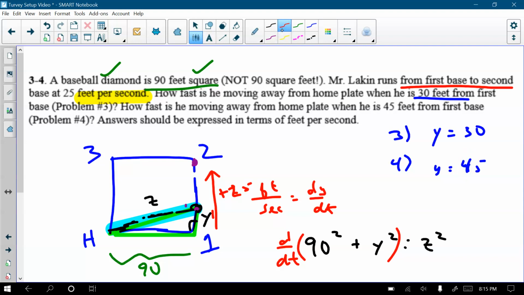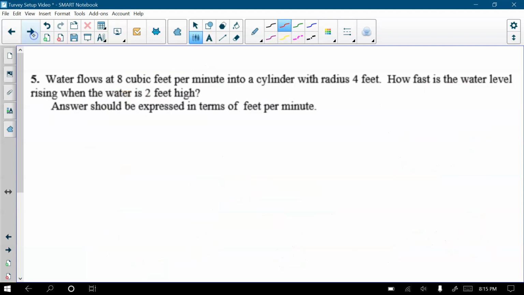And let me just complete this other derivative, and we'll move on to the next problem, problem 5. Water flows, in cubic feet per minute, into a cylinder with radius 4 feet. How fast is the water level rising when the water is 2 feet high? Okay, cylinders. The volume for a cylinder is going to be pi r squared times h. Okay, pi r squared times h.